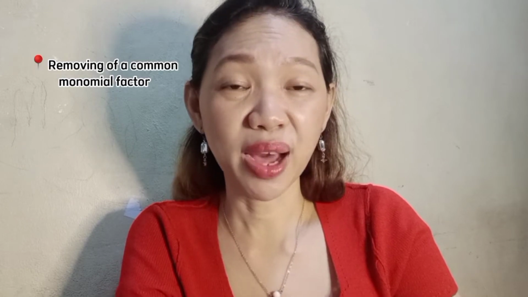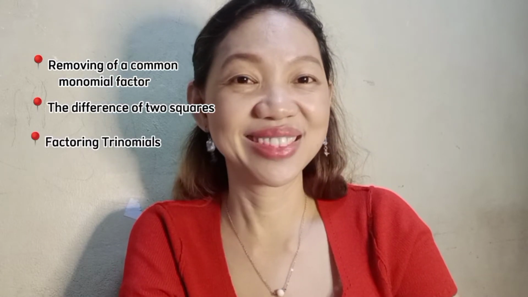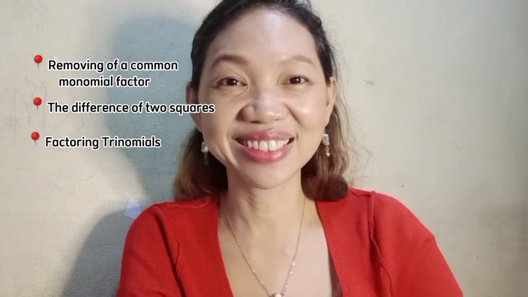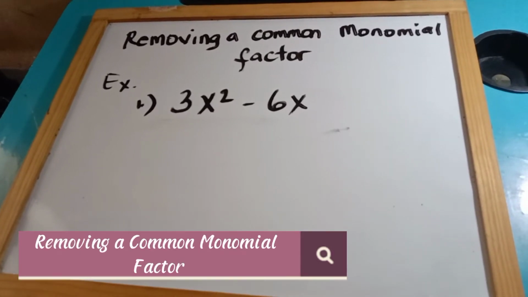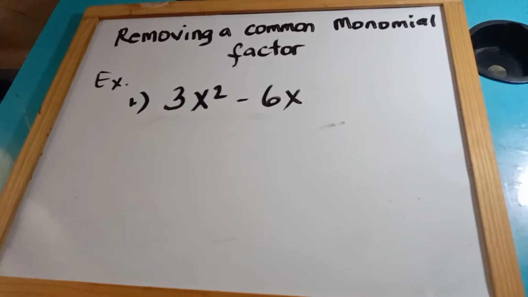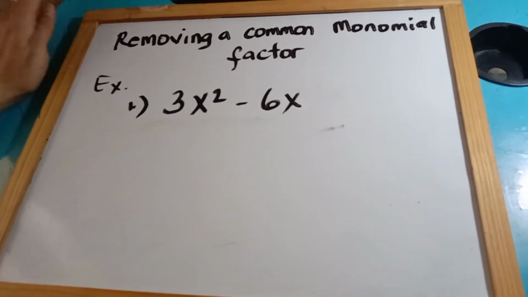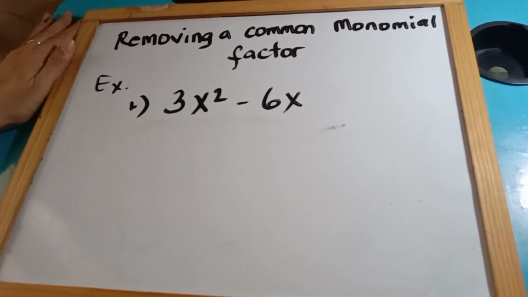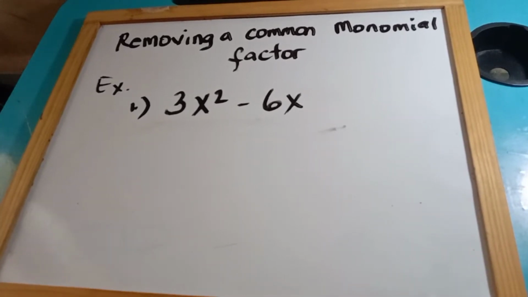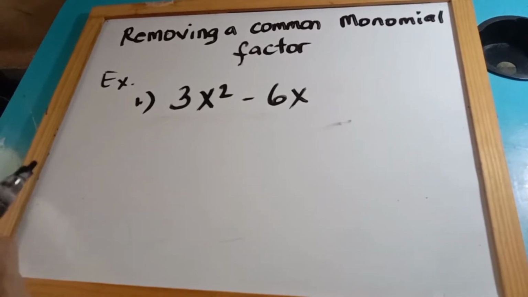First is removing of a common monomial factor. And then we have also the difference of 2 square and factoring trinomial. So let's get started. Right, so for our first topic, we have the removing a common monomial factor. So from the title itself, we are going to remove, or hindi naman i-remove kundi ilalabas lang natin yung common factor between dun sa given terms sa ating mathematical expression.